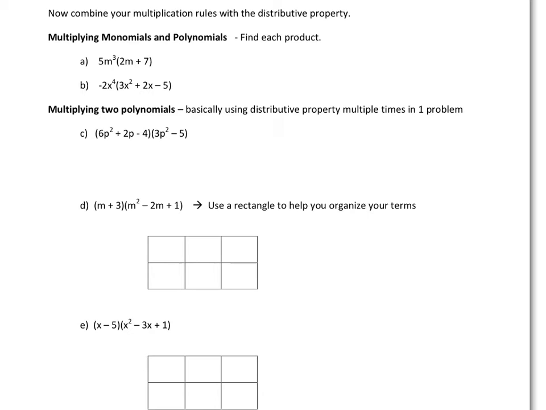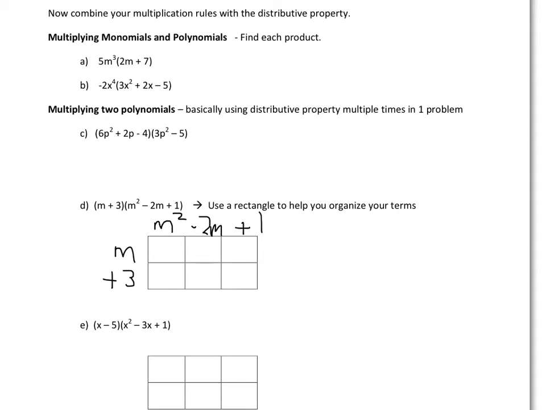Since the first polynomial is m plus 3, that's 2 terms, and if we have this set up with 2 rows, you can put m plus 3 outside the rows of the box. Since the trinomial has 3 terms, we're going to have to set it up with 3 columns. So you'd put m squared over the first column, minus 2m over the second, plus 1.